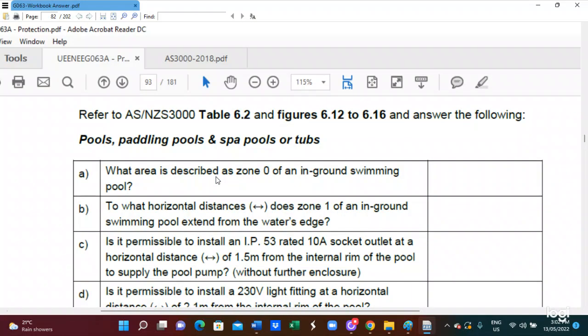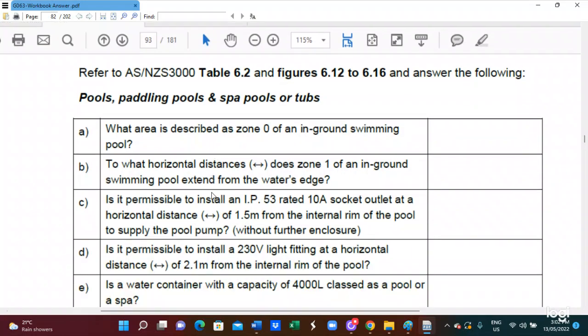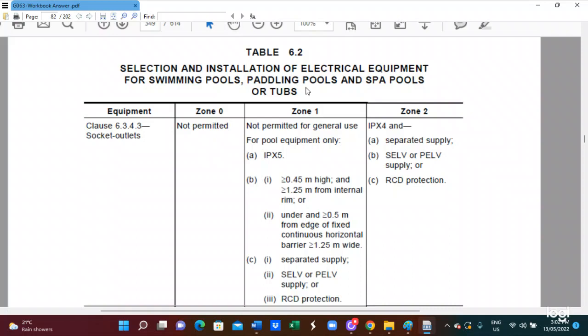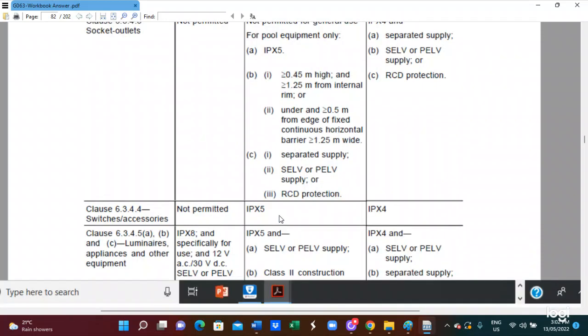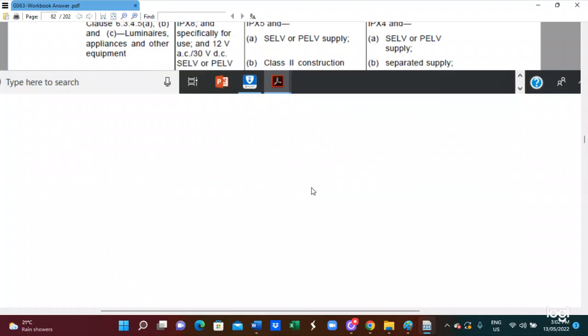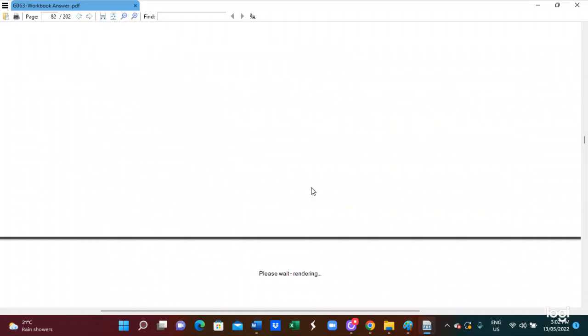And you have to do the exercise. Here I gave Table 6.2, selection and installation of electrical equipment for swimming pool. So if you want to install electrical equipment in a swimming pool, depending on the equipment, zone 1, zone 2, you have to use this table, and whether the civil authority permits it or not, and the IP rating, you have to also apply it.